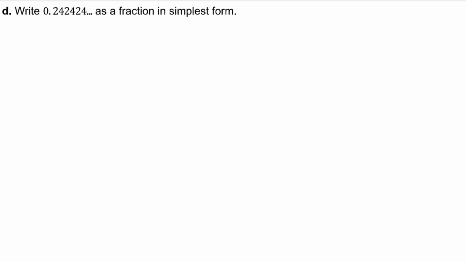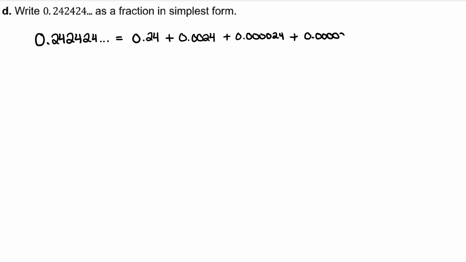Write 0.242424 repeating as a fraction in simplest form. What? First of all, let's write this never-ending but repeating decimal as a sum. What do I mean? This is equal to 0.24 plus 0.0024, plus 0.00024, and we continue on.